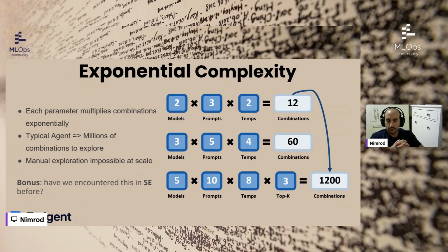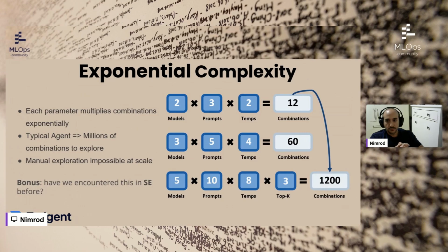Let's just create for loops and try out different combinations. That's not going to work. And why is that? Exponential complexity. If you just have two models, three prompts and two temperatures, that's 12 combinations. And if you run an evaluation set on each, then maybe that's manageable.